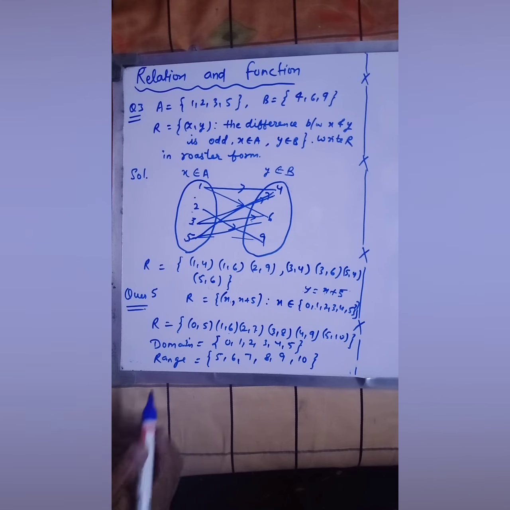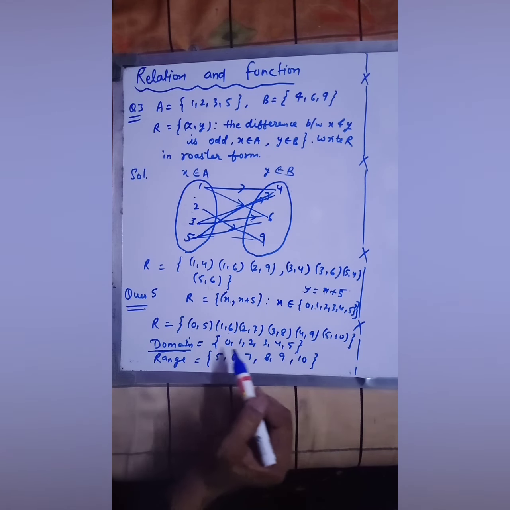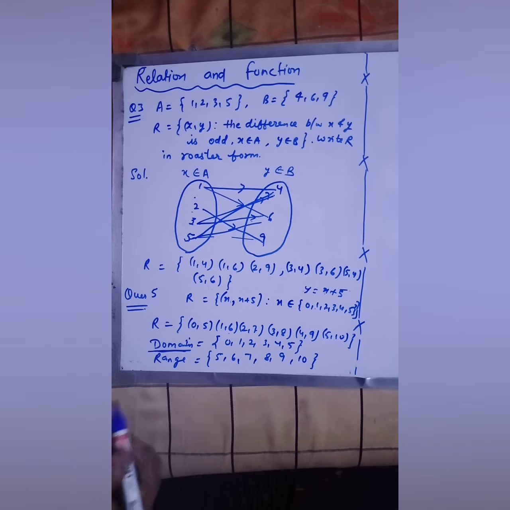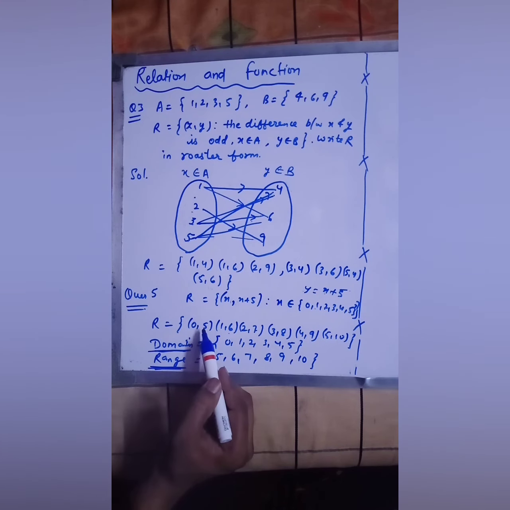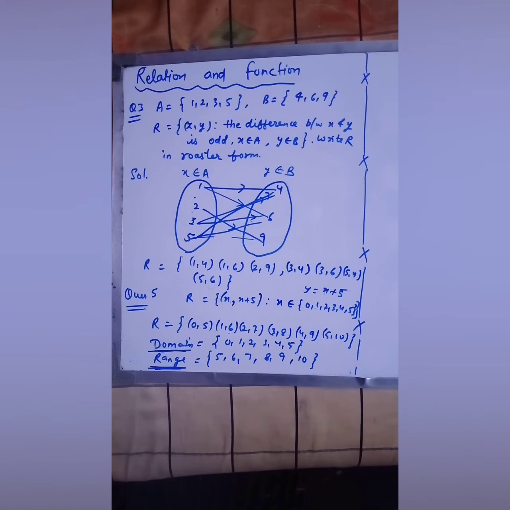Got it? Now the domain will be the first elements 0, 1, 2, 3, 4 and 5. This would be the domain. And if you want to find the range, the range would be the second elements, 5, 6, 7, 8, 9 and 10. So this would be the range of this relation. This is how we can solve question number 5. Rest of the questions you can solve.